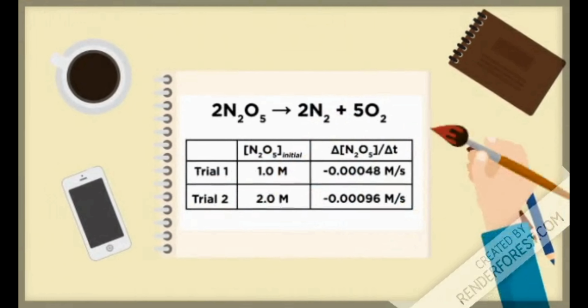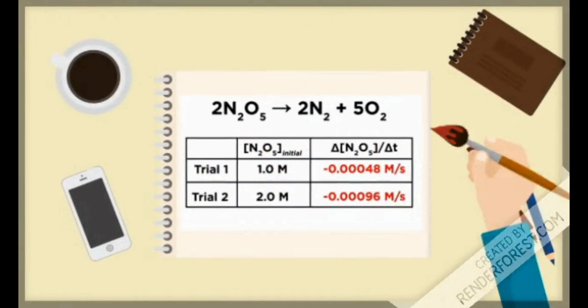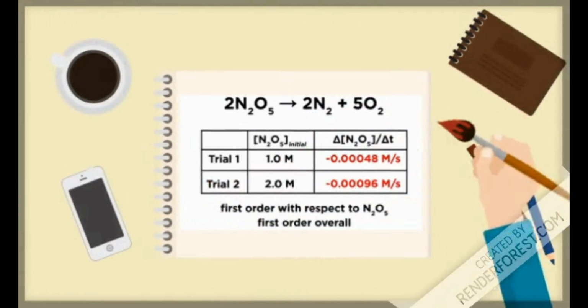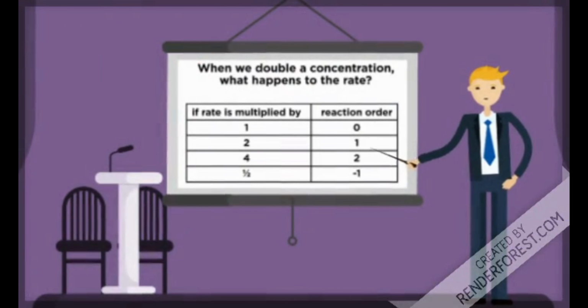Let's look at the reaction from before. We can clearly see that doubling the initial concentration of the reactant makes it disappear twice as fast, so the reaction is first order with respect to N2O5 and therefore first order overall. We can determine the reaction order for each reactant this way.